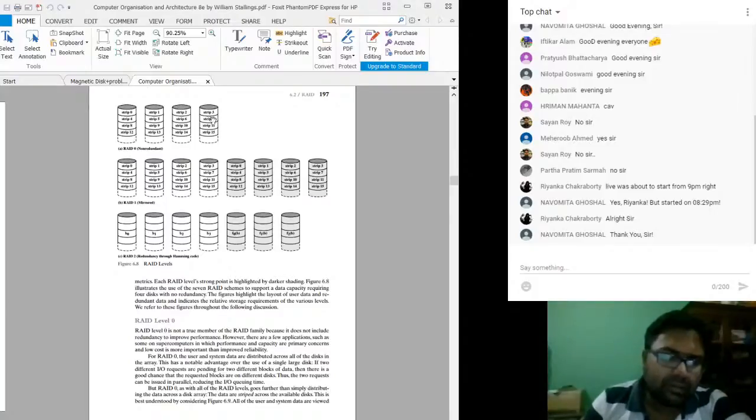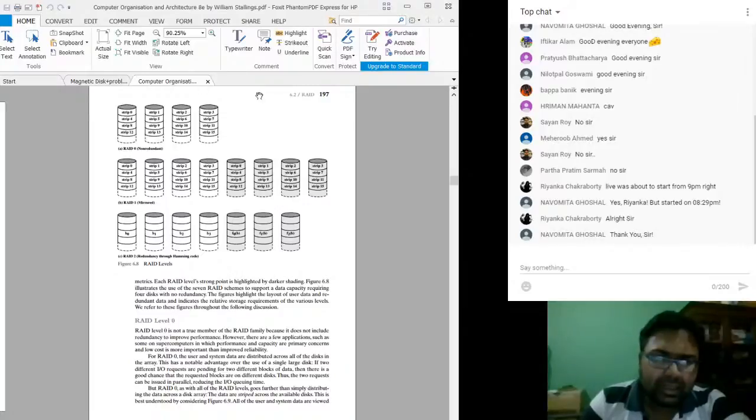So this is for RAID level 0. You are just placing the data in a round robin fashion, placing an individual strip in a corresponding disk based on its order. The first strip is placed in the first disk, the second strip in the second disk, the third in the third disk, the fourth in the fourth disk, and the fifth one will again continue from the first. So this is your RAID 0.